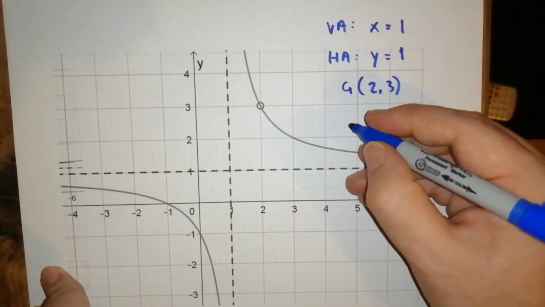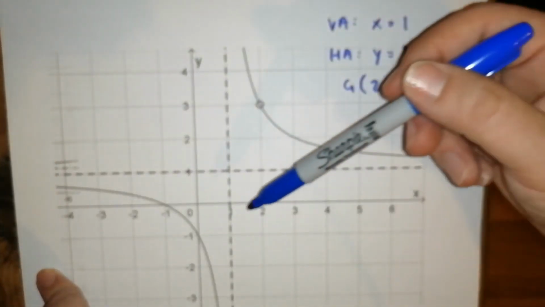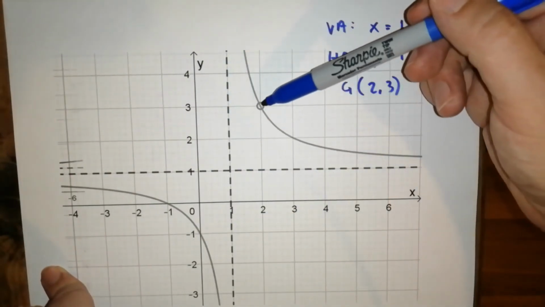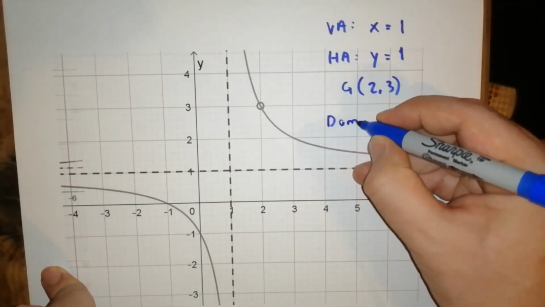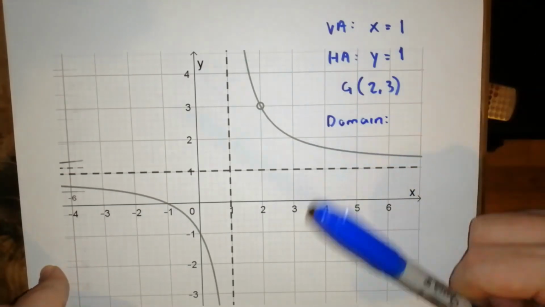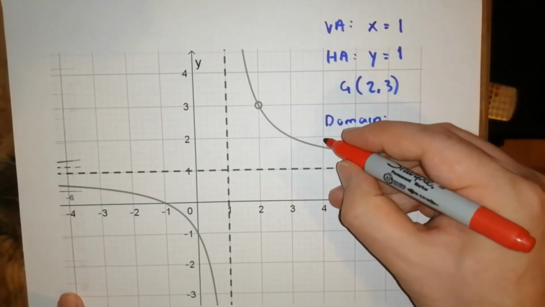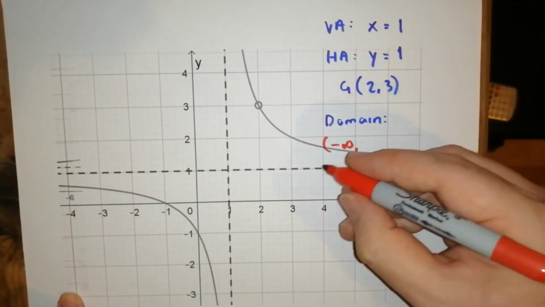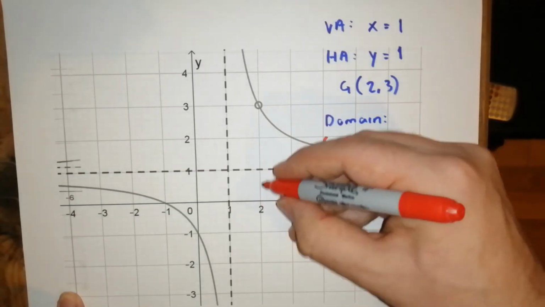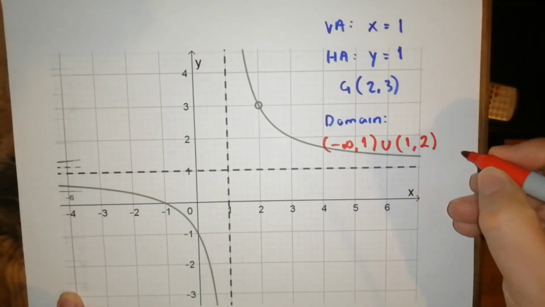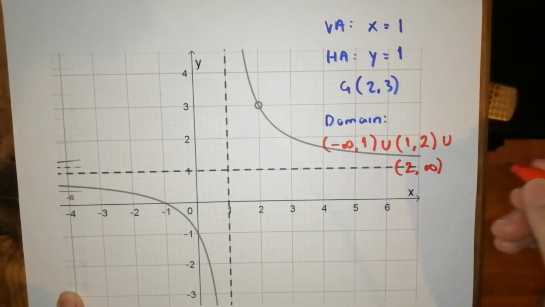Lastly, we're going to find the domain and the range. The domain is going to be all real numbers except where the vertical asymptote is and the hole is located. So it's going to be domain. Okay, domain in this case is from negative infinity to 1, union 1 to 2, where the hole is, 2 union 2 to infinity.